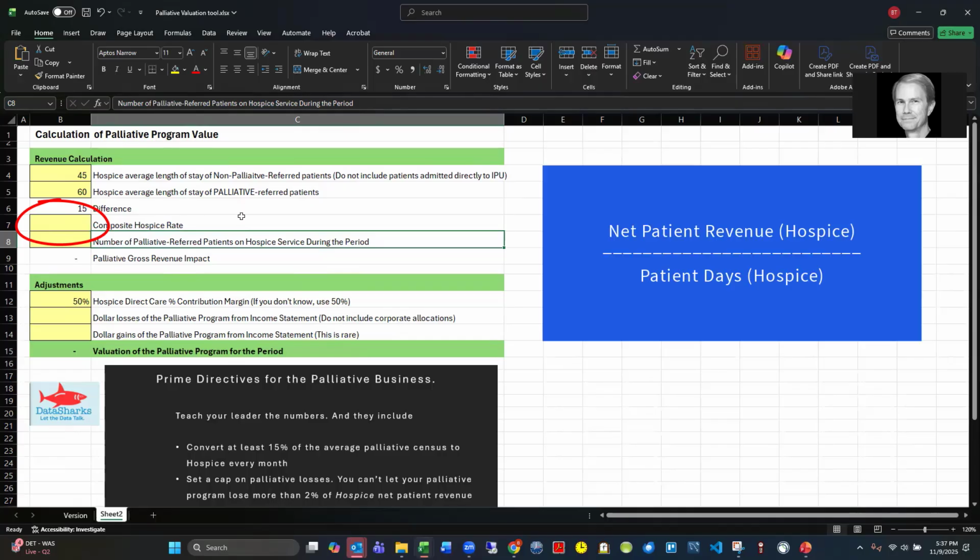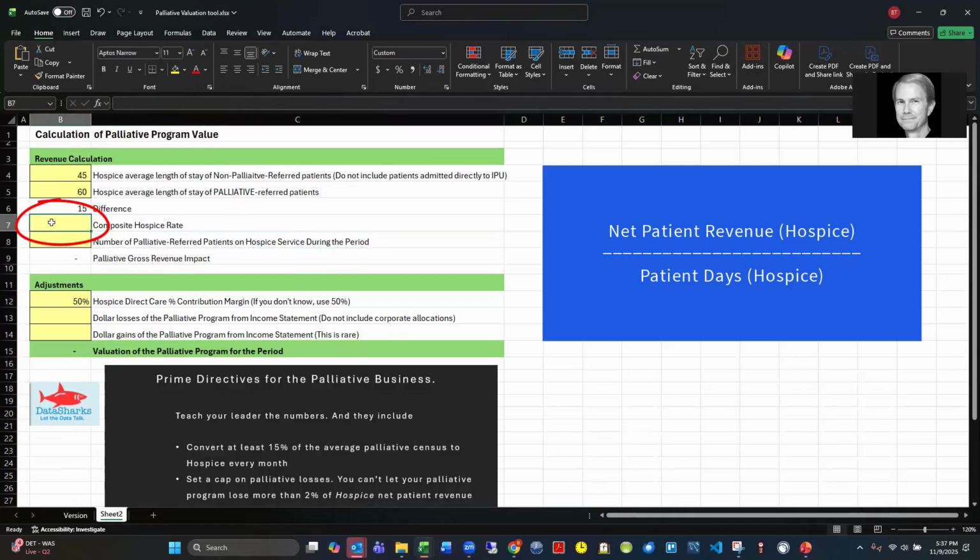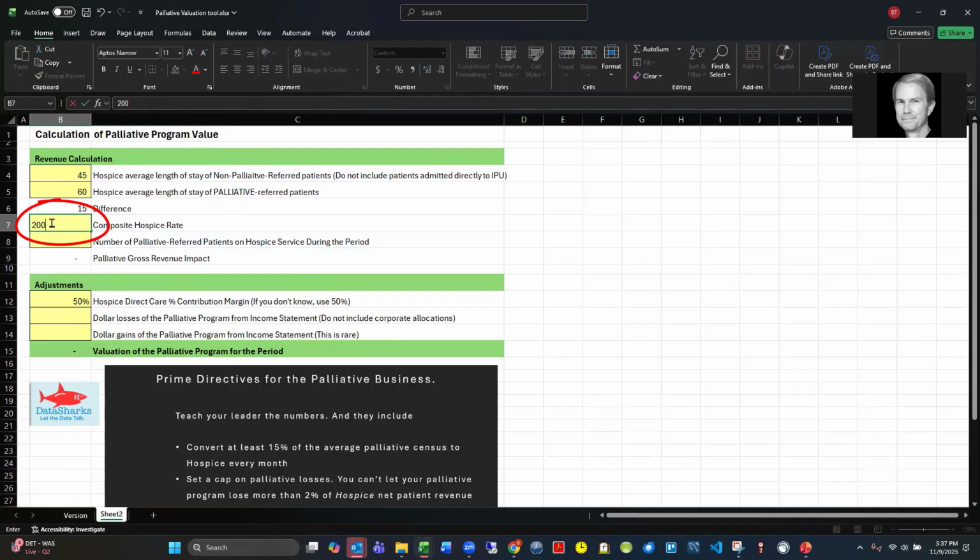Take your net patient revenue for the period and divide it by the number of patient days, and you'll get your composite hospice rate. I don't know what yours is. I'm going to throw in 200.